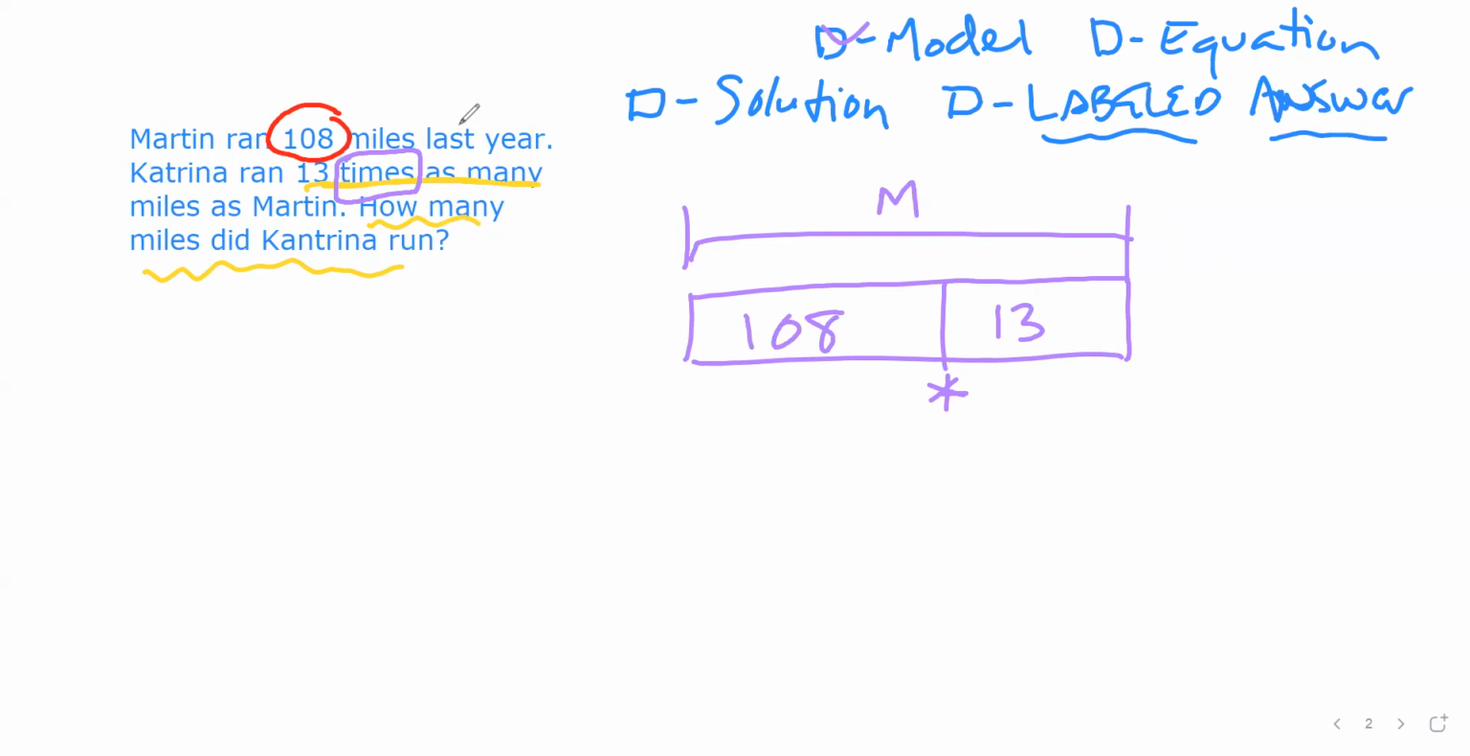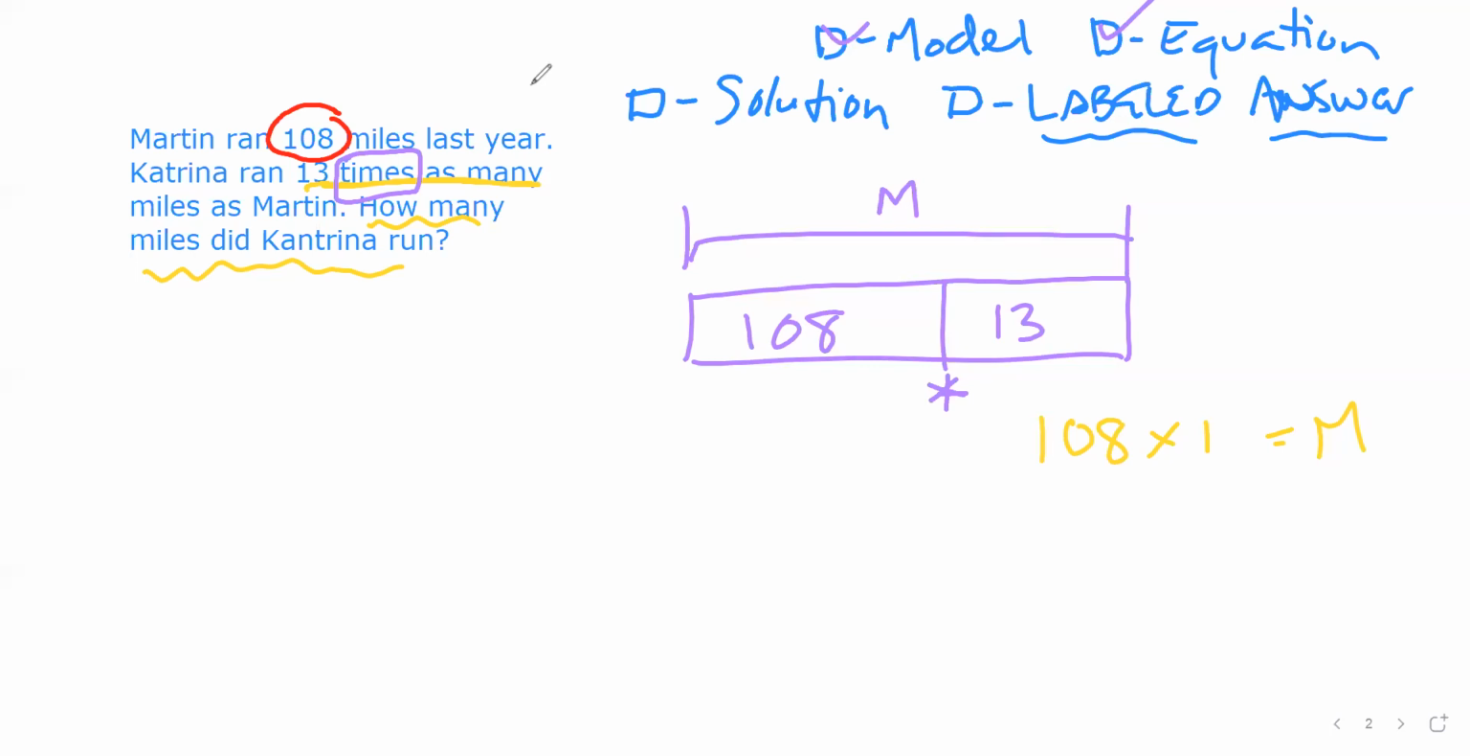Cool. Model's done. Notice I didn't have to do any math. I've done no math. In fact, I'm going to do the equation, and I still will be at a point where I've done no math. And my equation is just the math I'm going to do. 108 times 13 equals M for miles. Cool. So that works.